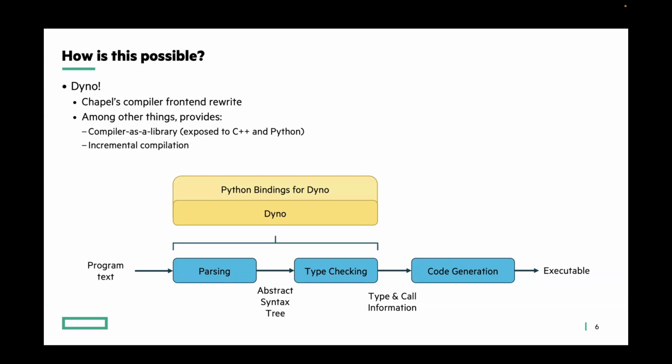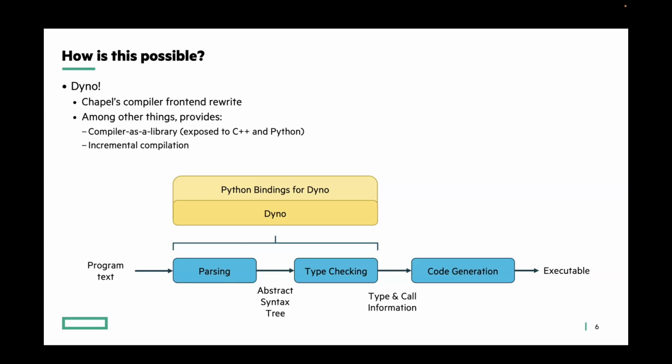The other thing that Dyno has is incremental compilation. And that means that after Dyno has finished parsing and type checking a piece of code, it will cache some of that information. And so if the same query is run again on the same code, it's not going to get re-resolved. And so that saves a lot of time and means that while the Chapel compiler has traditionally been pretty slow, Dyno can be much, much faster and gives you live updates in your editor.